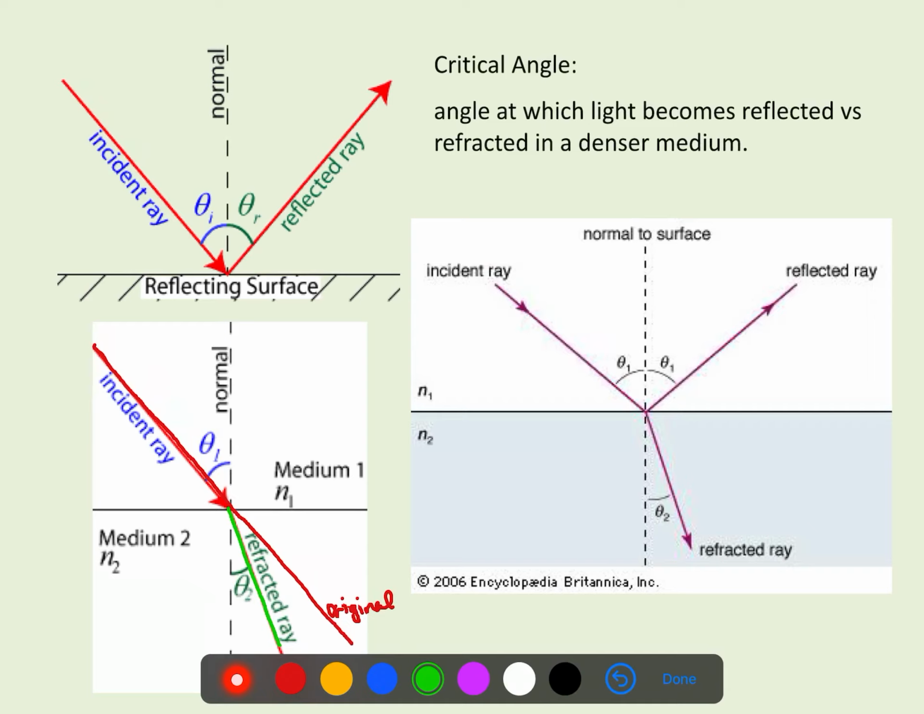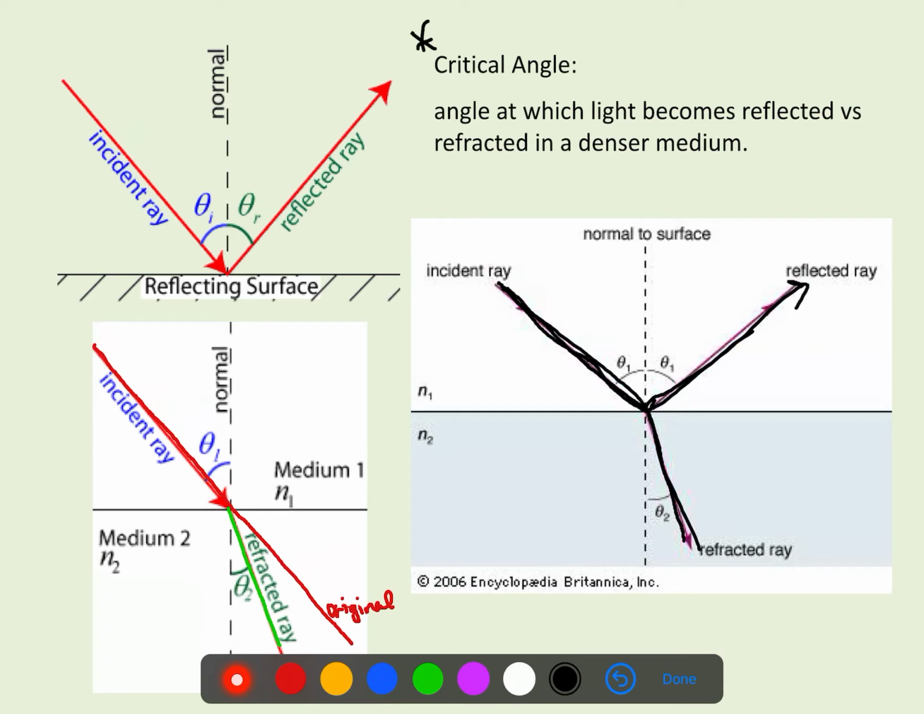Now, you are also being asked to know this word right here called the critical angle. The critical angle is basically the point at which our light stops reflecting and starts refracting. Or it's actually probably better to say it's the point at which it stops refracting and it bends so much that it begins to just bounce back and reflect.